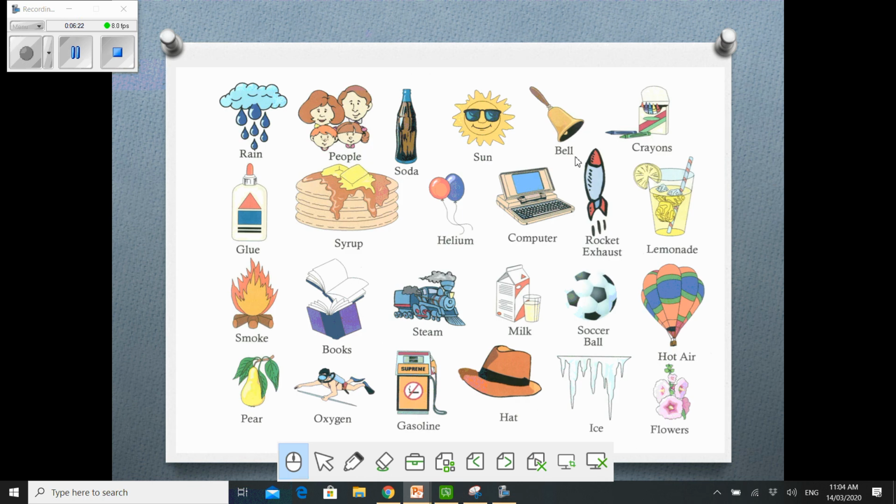See here, I want you to write these objects and tell me if it's solid, liquid, or gas. I will do this line. The rain is liquid, people is solid, soda is liquid, the sun is gas. Do you remember? Big bowl of hot gases? Yes, good boys and girls. Bell is solid, crayons are solid. Okay? Complete these objects.